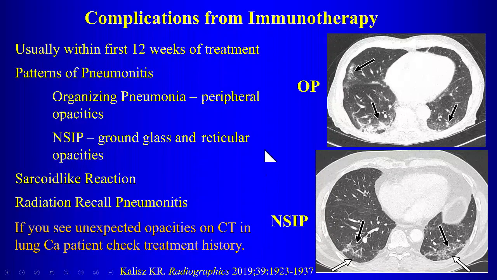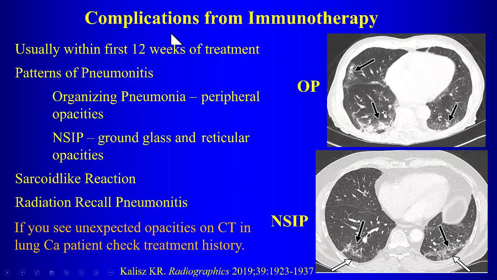Now, since we're on the topic of lung cancer, there are complications of immunotherapy, so this is also something that you need to think about. The bottom line is, if you see unexpected opacities on CT in a patient with lung cancer, with a history of lung cancer, check the treatment history, okay?